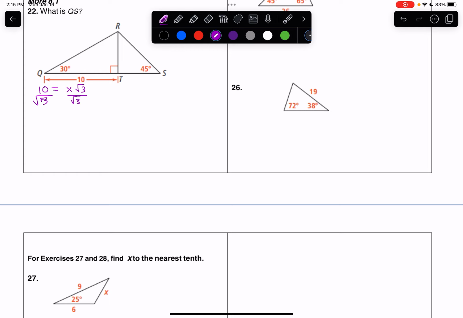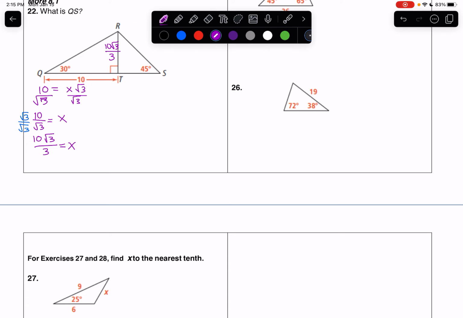Divide by the square root of 3, so I get 10 over root 3 is equal to x. But I can't have 10 over root 3. I need to rationalize my denominator. So I'm going to multiply it by root 3 over root 3. And that's going to give me 10 root 3 over 3 equals x. So the short side of my triangle is 10 root 3 over 3.